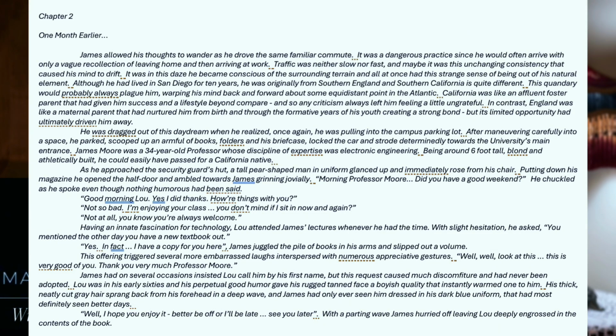Having an innate fascination for technology, Lou attended James's lectures whenever he had the time. With slight hesitation, he asked, "You mentioned the other day you have a new textbook out." "Yes, in fact, I have a copy for you here." James juggled the pile of books in his arms and slipped out a volume. This offering triggered several more embarrassed laughs interspersed with numerous appreciative gestures.